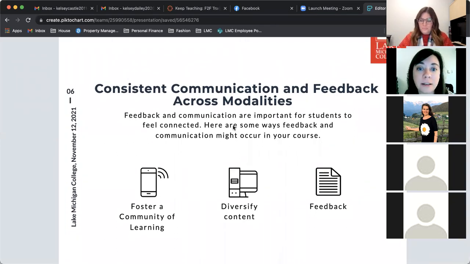Okay. So some different ways that we can ensure that we have consistent communication and feedback, and this is across all modalities. This isn't necessarily specific to just one type of instructional modality, but we can see consistent communication and feedback as being effective ways to engage students in all instructional modalities. And so some ways that we can do that is through fostering a community of learning, diversifying our content, and then offering feedback. So let's go ahead and talk about what we mean by fostering a community of learning first.